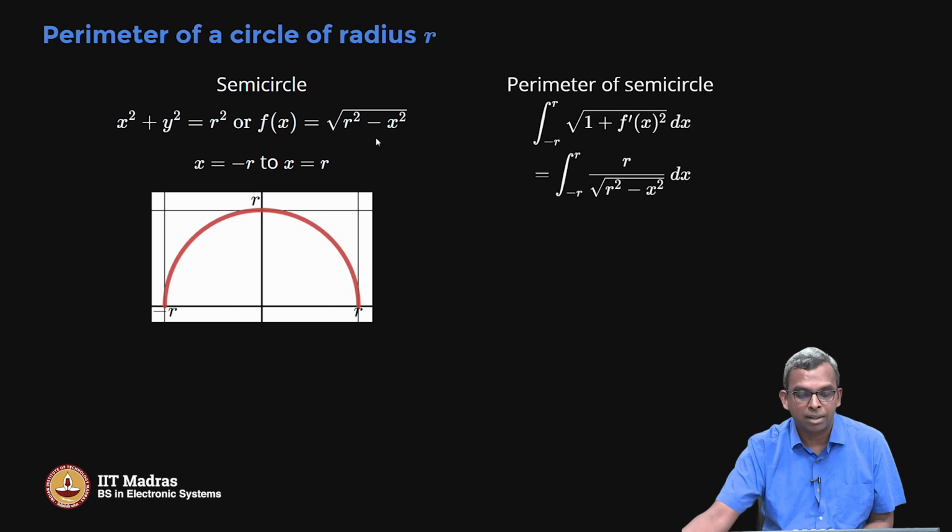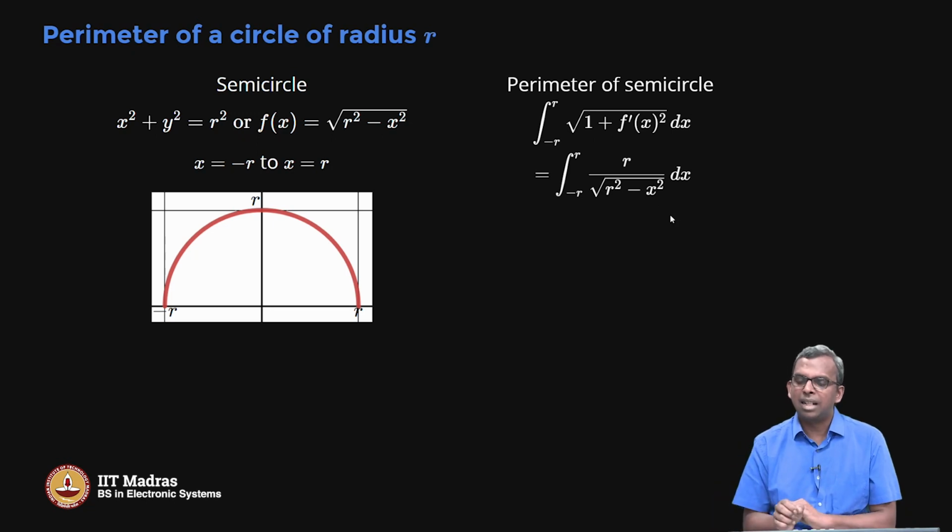If you do f prime of x, it is 1 by 2 root r squared minus x squared times minus 2x, so it will be minus x by square root of r squared minus x squared. If you square it, you will get x squared by r squared minus x squared. Add it to 1, and you will get r squared by r squared minus x squared, so the integrand is r by root of r squared minus x squared. This is an easy enough definition to make.